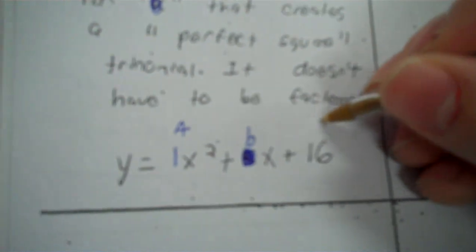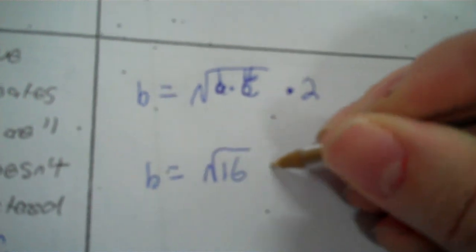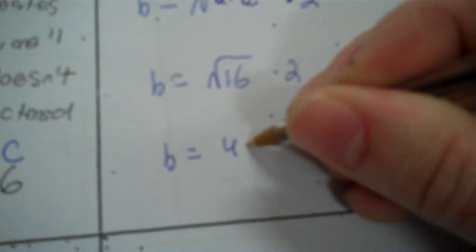Okay, so now we're finding what the b would be to make a perfect square trinomial. Well, the way to find the middle term when you don't know it is go a, b, c. And b is equal to the square root of the a times c product, and then multiplied by 2. So a is 1, c is 16. So 1 times 16 is 16, so I'd have the square root of 16 times 2. The square root of 16 is 4, and 4 times 2 is 8, so b would be 8.